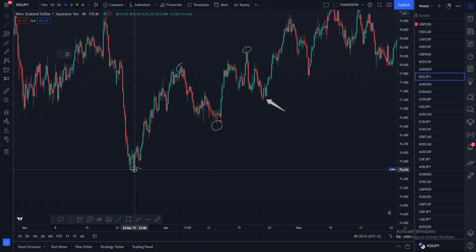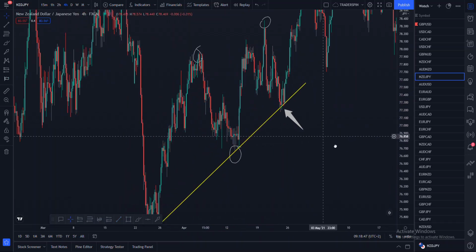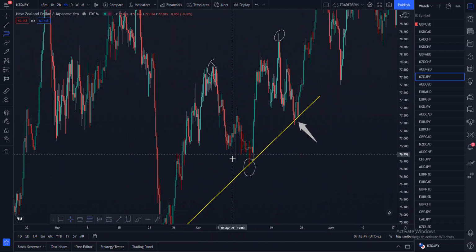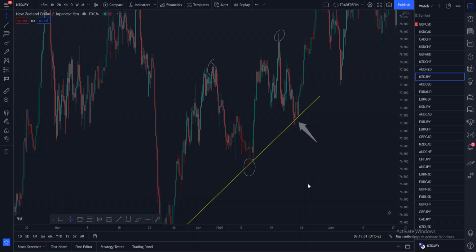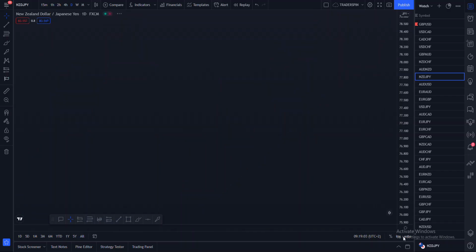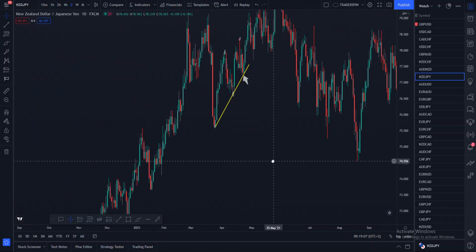Okay, and then you draw your support and resistance, and then you look at your Fibonacci retracement zone. It has to be at least on the 0.5, and then it's at your 0.618 zone, and that is a cool thing. And then you look if price is on your daily order block, because your pattern is on your 4 hour time frame.